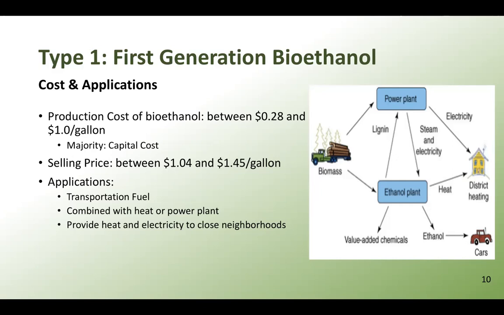For example, if we look at this figure, we can see that the byproduct, which is lignin, is sent to the power plant, which in exchange gives back to the ethanol plant steam and electricity, which is further used to provide heat to the neighborhood.